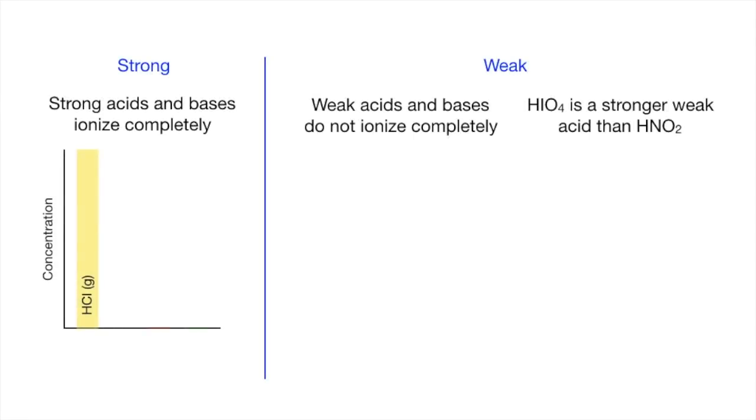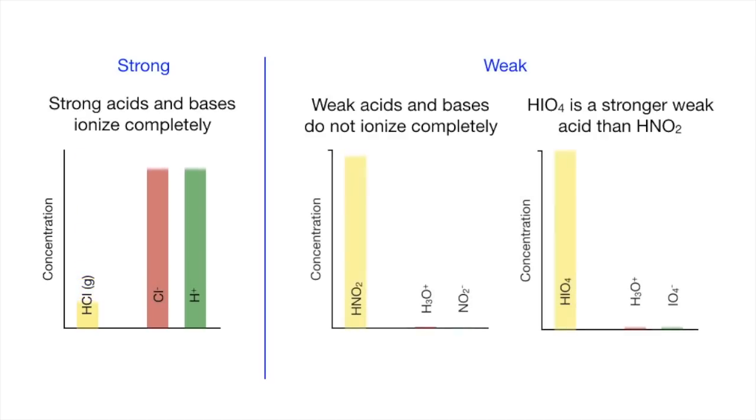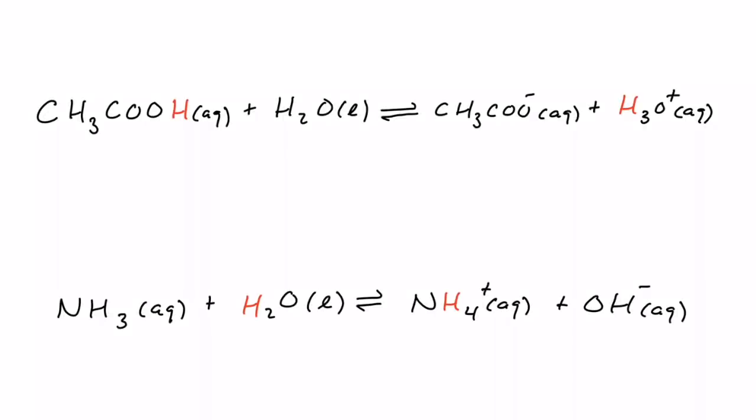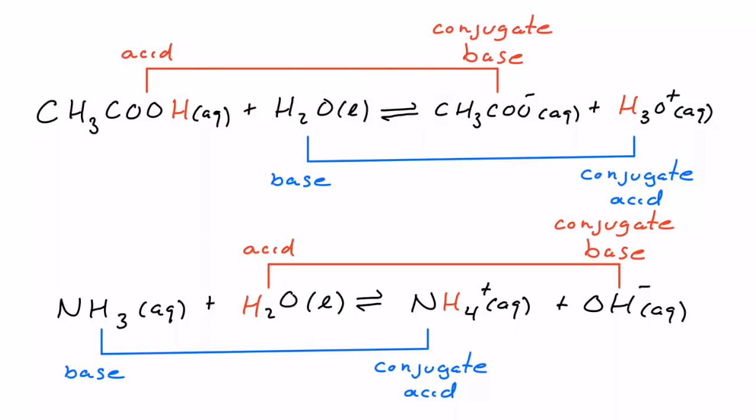Okay, to quickly summarize, acids and bases can either be strong or weak. Strong acids and bases ionize completely, whereas weak acids and bases do not, and the strengths of weak acids and bases is dependent on their degree of ionization. When a weak acid reacts with water, the products are its conjugate base and H3O+, and when a weak base reacts with water, the products are its conjugate acid and OH-.